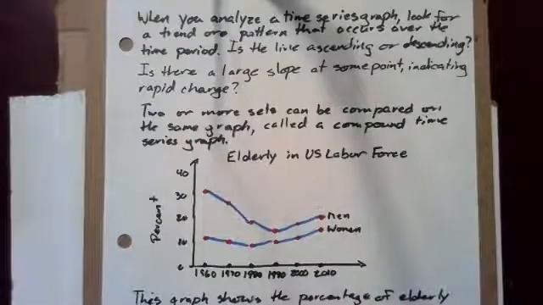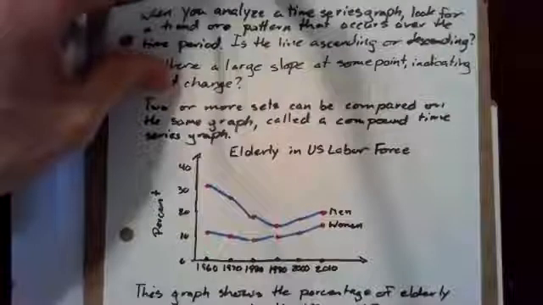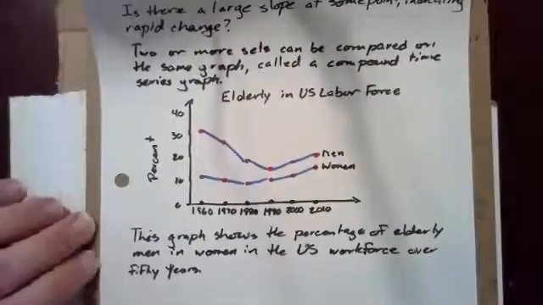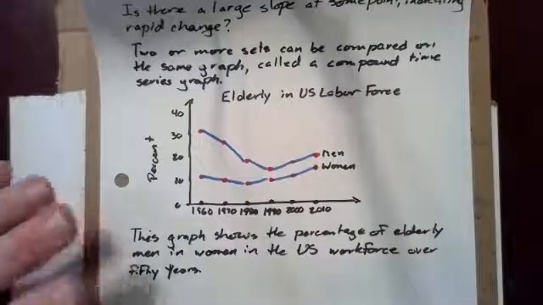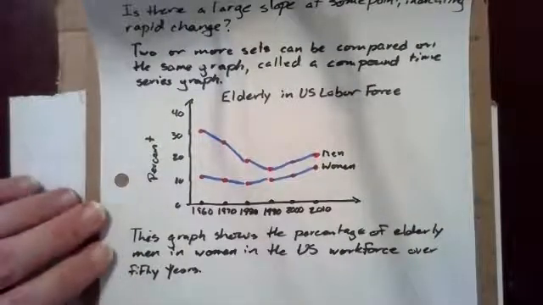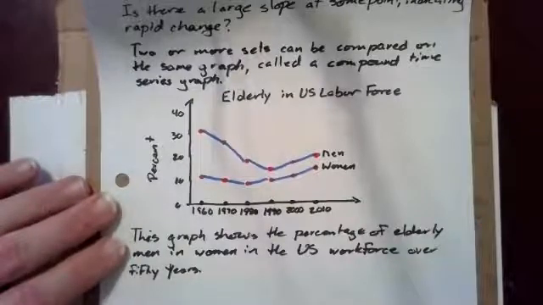Two or more sets can be compared on the same graph, called a compound time series graph. So here's a graph that talks about elderly in the US labor force. The upper line is men and the lower one is women. This graph shows the percentage of elderly men and women in the US workforce over 50 years. We can say some things about it.